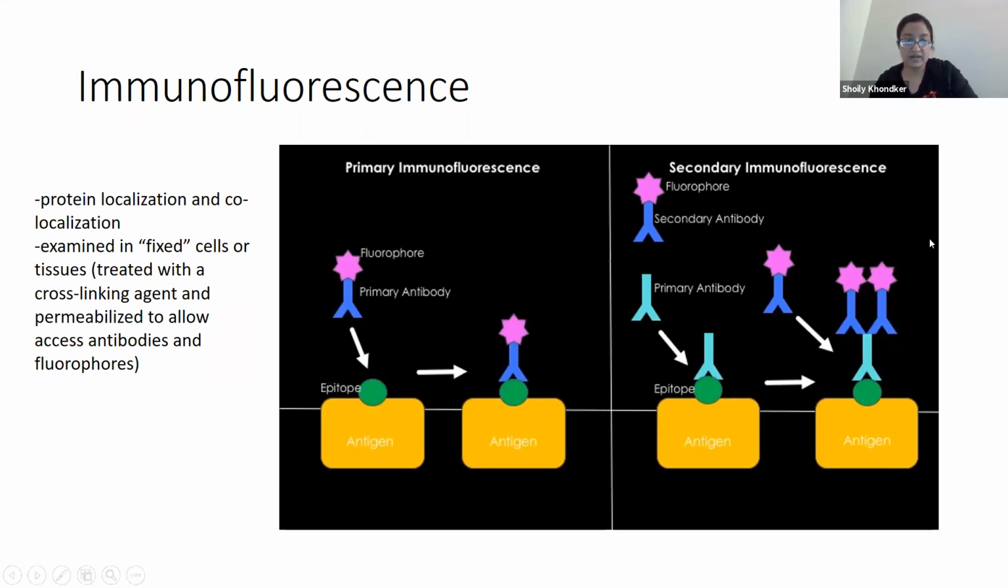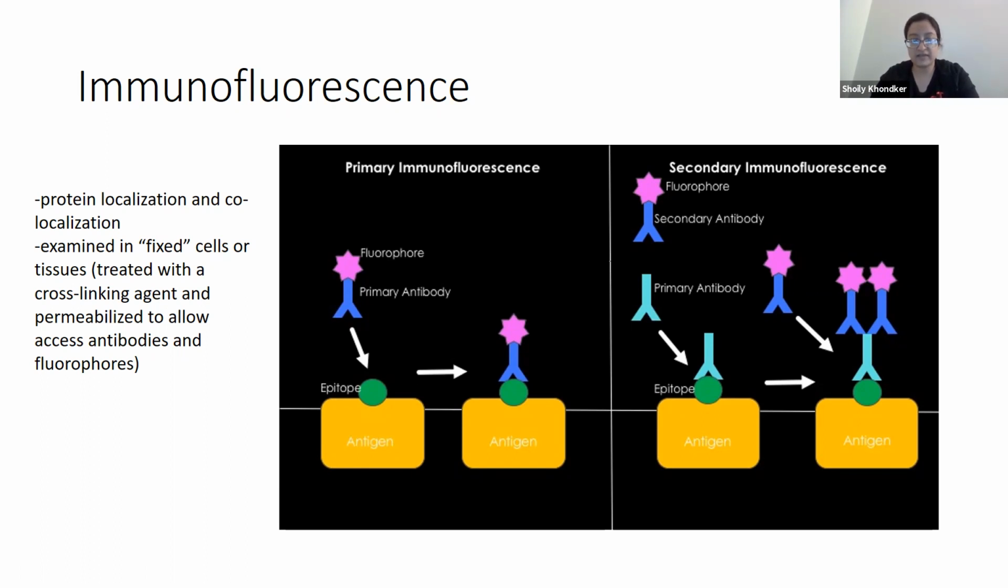So an antibody that's specific for a specific antigen enters the cell, and it targets the protein of interest or the antigen of interest. There are two ways of doing this: primary and secondary immunofluorescence. This is similar to what we were talking about last week with Western blotting.